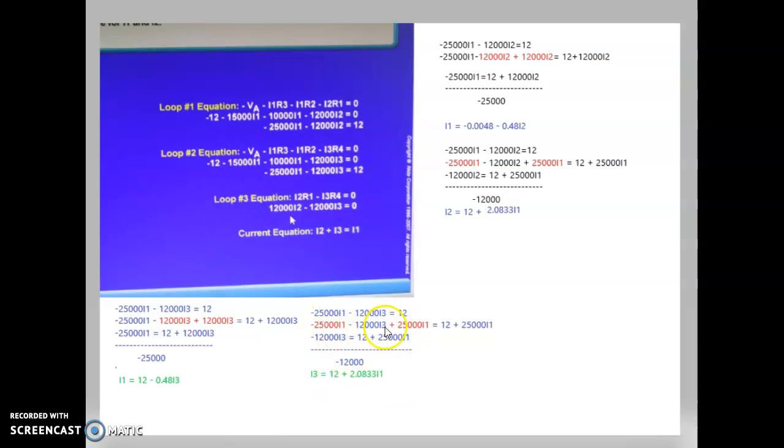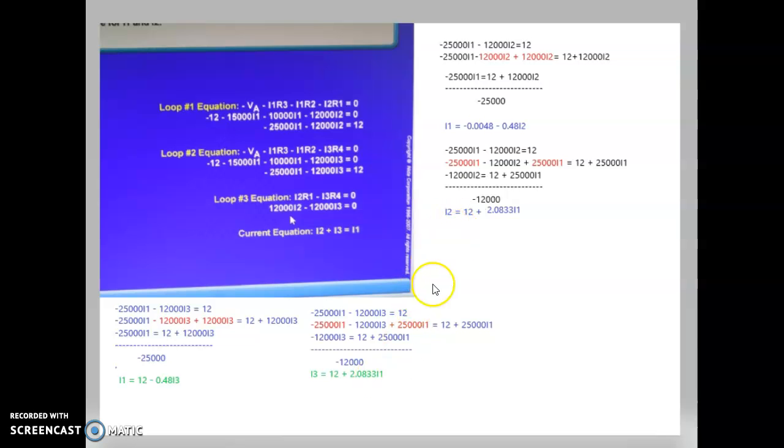Same thing here, solving in terms of I3, and first thing we had to do was get rid of the I1 on the left side by adding its equivalent positive value. That gave us this right here, minus 12,000 I3. These two canceled out, equals 12 plus 25,000 I1, dividing both by minus 12,000, canceling these out, giving us I3 equals this. Well, if you notice, here's the first thing that came into play. I2 is equal to 12 plus 2.0833 I1. I3 is equal to 12 plus 2.0833 I1.